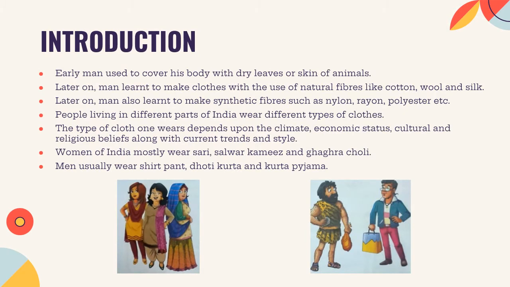Introduction. Early man used to cover his body with dry leaves or skin of animals. Later on, man learned to make clothes with the use of natural fibers like cotton, wool and silk. Later on, man also learned to make synthetic fibers such as nylon, rayon, polyester, etc. People living in different parts of India wear different types of clothes.